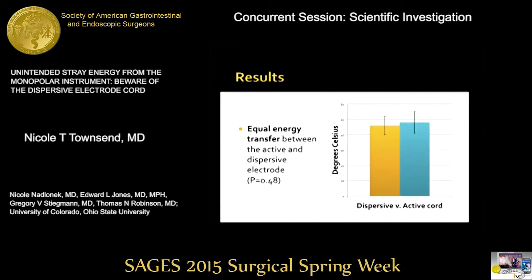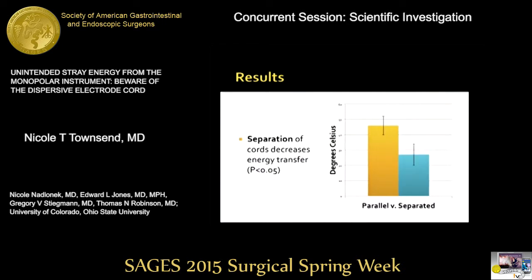So when the dispersive electrode cord is isolated from the circuit and the active electrode cord participates in stray energy transfer, there's an equivalent amount of that capture when you isolate the active electrode cord and incorporate the dispersive electrode cord. So then we began to look at how to reduce the amount of stray energy transfer and reduce that risk of thermal injury. Our first was simple separation of the cords. If you keep the cords far away from each other, not in proximity, it decreases the amount of stray energy transfer and therefore decreases the amount of thermal energy, and we were able to significantly reduce the amount of heat in the non-active electrode instrument.